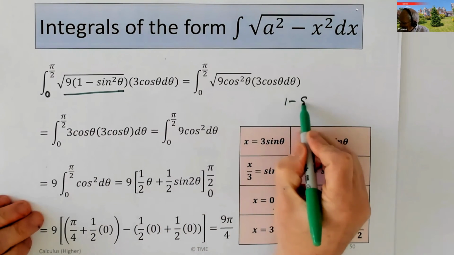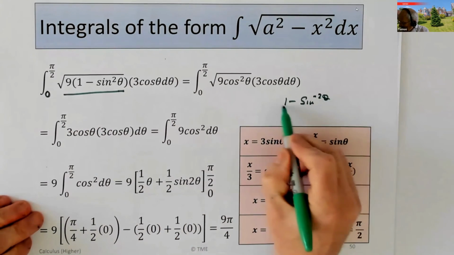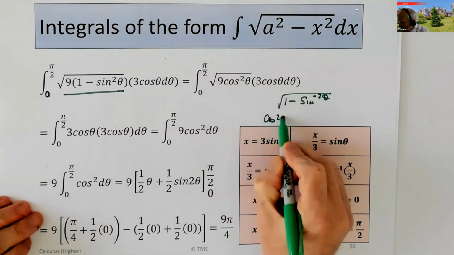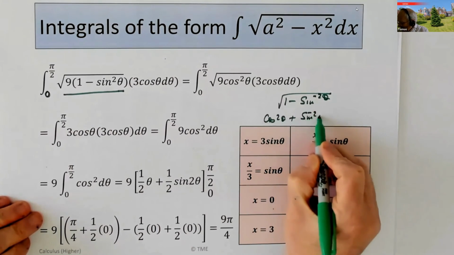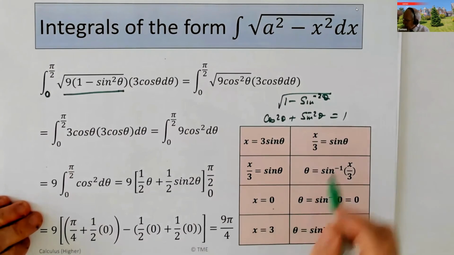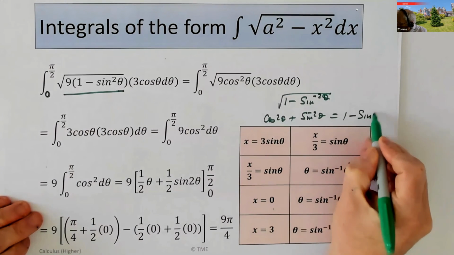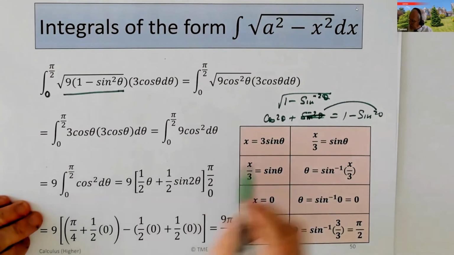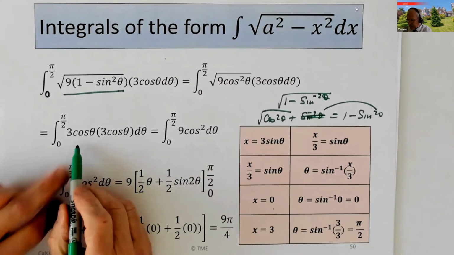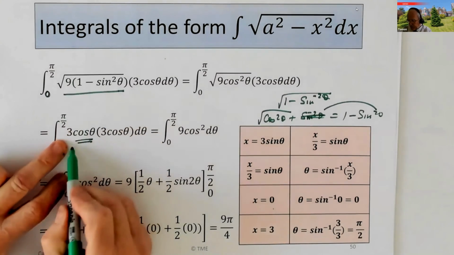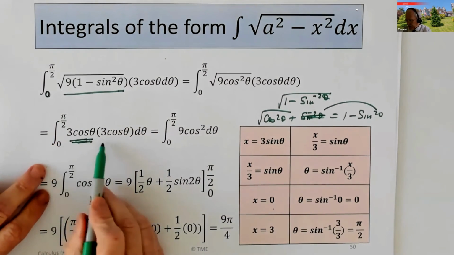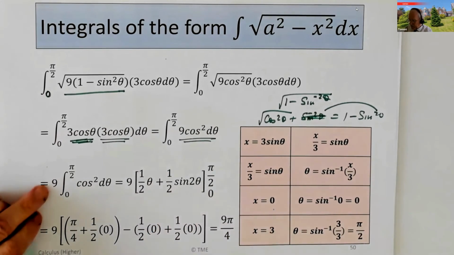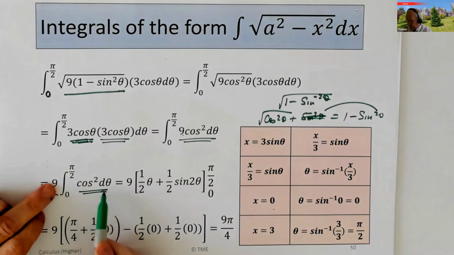Now 1 minus sine squared theta. You might remember that cos squared plus sine squared theta is 1. So 1 minus sine squared theta, if we took that over, will be cos squared theta. And the square root of cos squared theta will be cos theta. And the square root of 9 would be 3. So 3 times cos is all of this, 9 cos squared theta. 9 goes on the outside, cos squared theta.